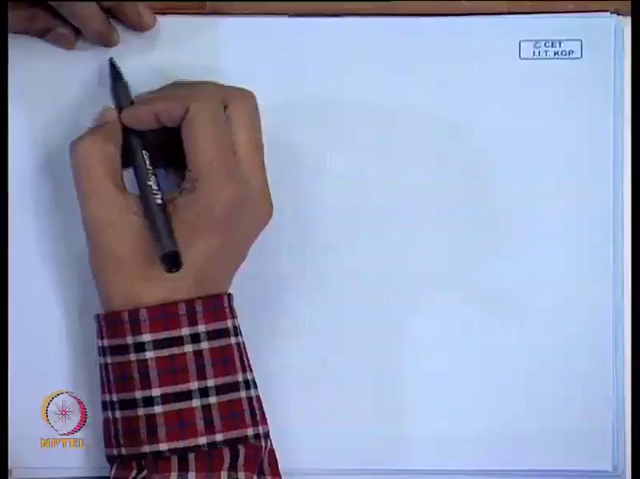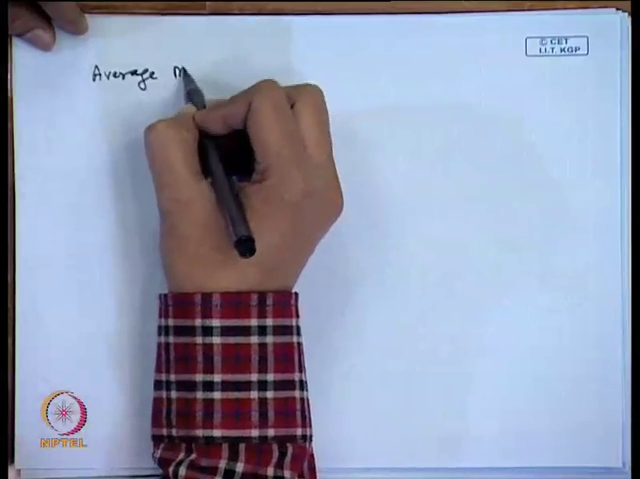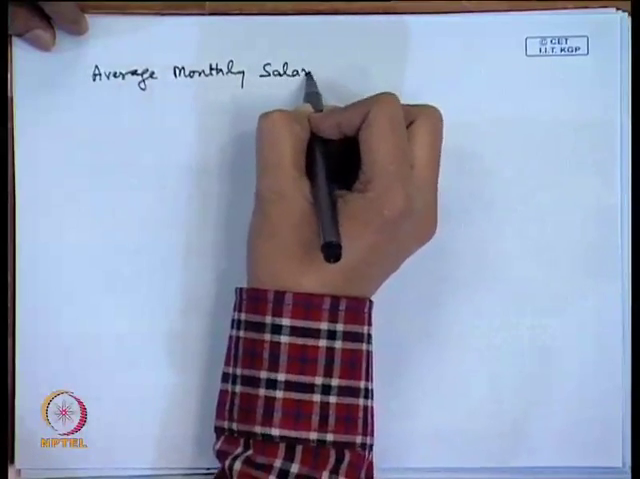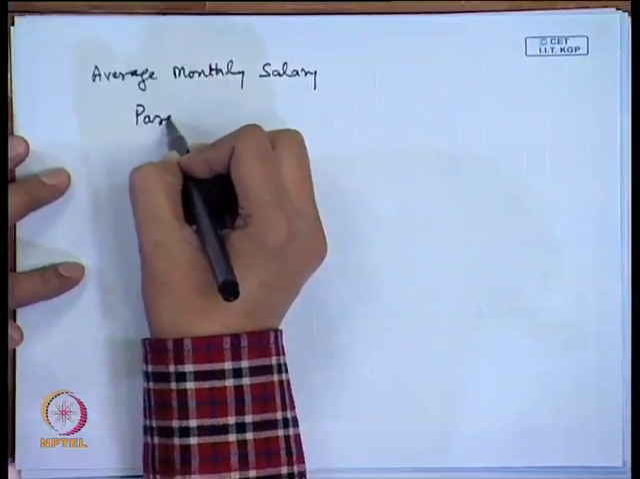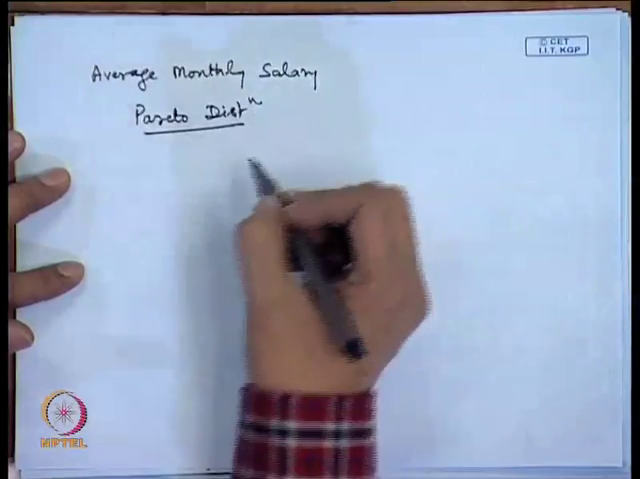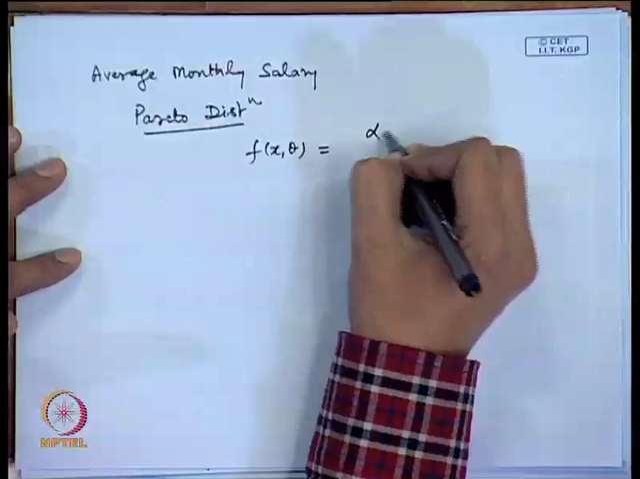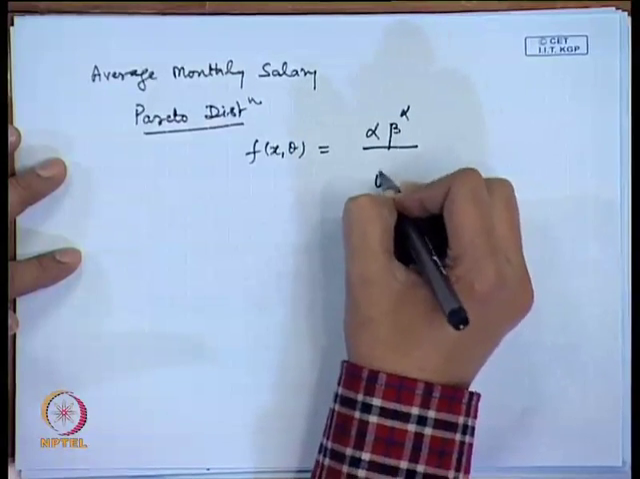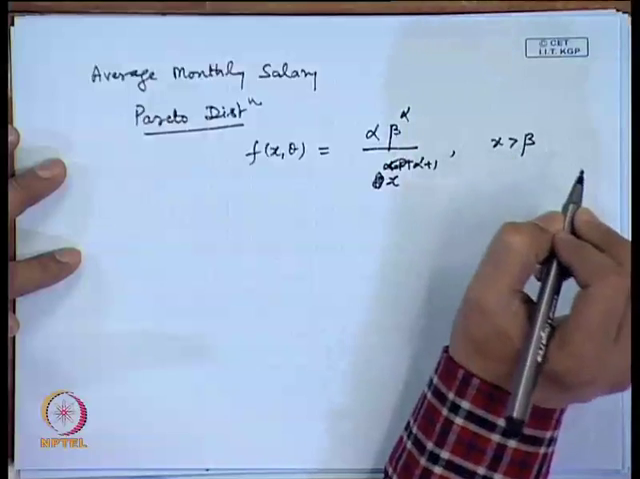At this point, let me briefly give an example here. So, let us consider the problem of the average monthly salary of the employees in an organization. Now, let us assume that the model for this is described by, say, a Pareto distribution. A Pareto distribution is a continuous distribution, and the density function is of the given form: alpha beta to the power alpha divided by x to the power alpha plus 1, where x is greater than beta.